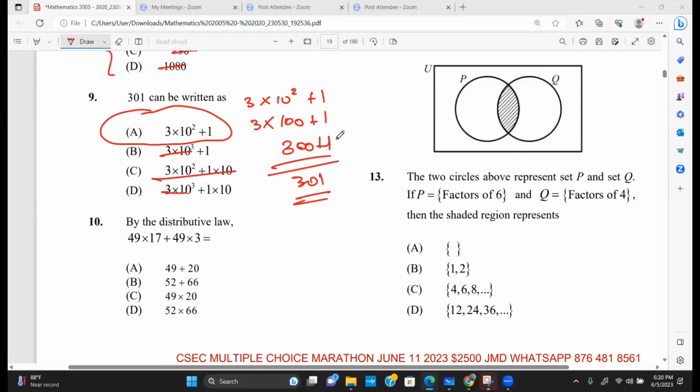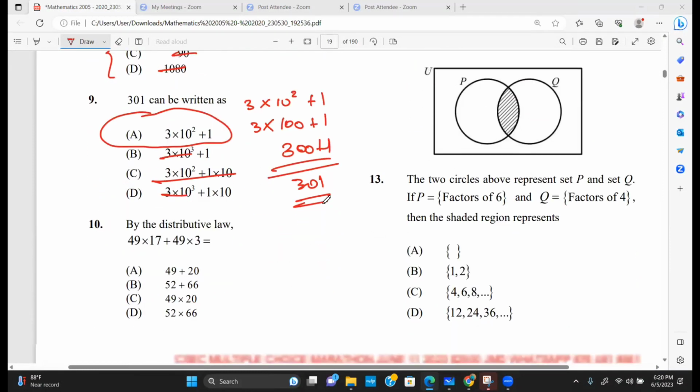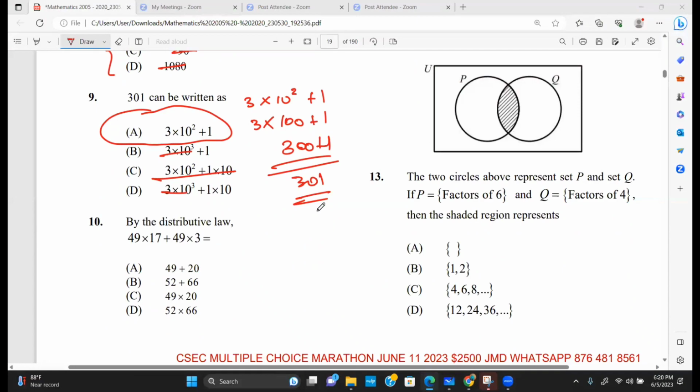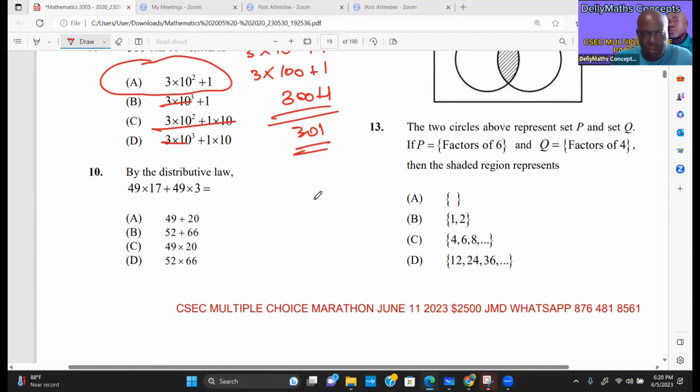Sir. Go ahead. I was realizing the answer now, sir, because 10 to the power 2 gives you 100, sir. I was realizing the question, sir, and the answer. All right, good. All right, good, Kevin.